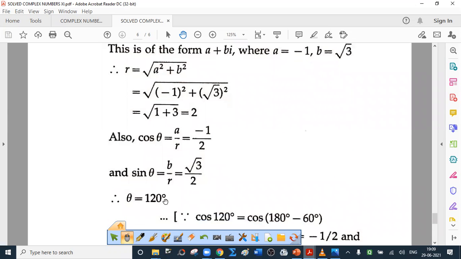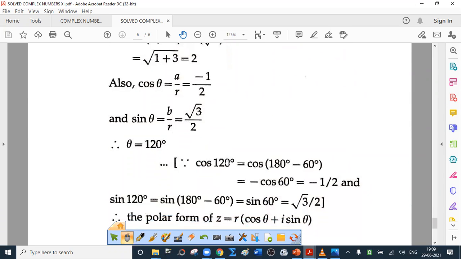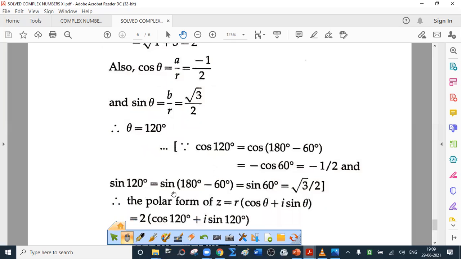And this part you will not understand because we haven't done trigonometry yet. That is not your fault. Now you will ask me, but sir, then what should we do in the exam? See, before your college exam, we are going to complete trigonometry. So don't worry. So what is the polar form?